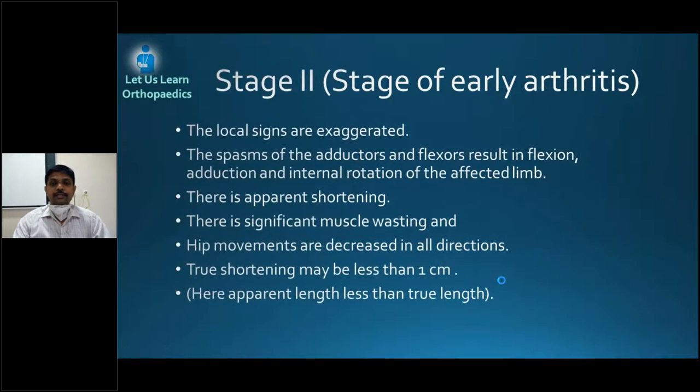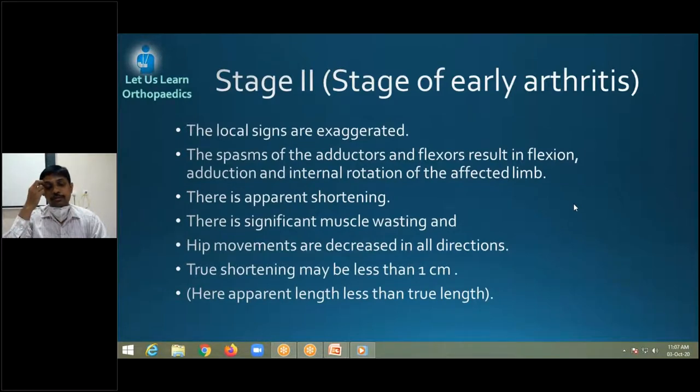And the next stage is the stage of early arthritis. What is this? That is destruction in the joint. According to this, in early arthritis, in addition to the synovium, there is an early stage of destruction of the cartilage. That is, on the femoral and acetabulum side, the cartilage is just being destroyed. So the joint appears to be shortened. So there is a real shortening. So the local signs are exaggerated.